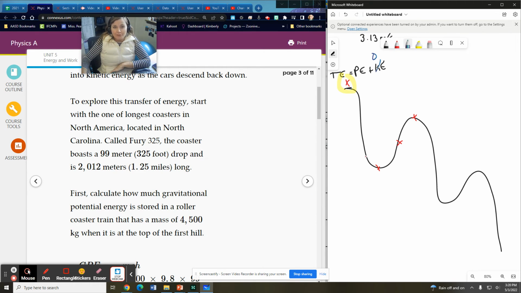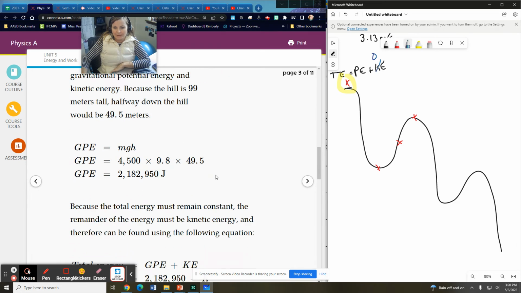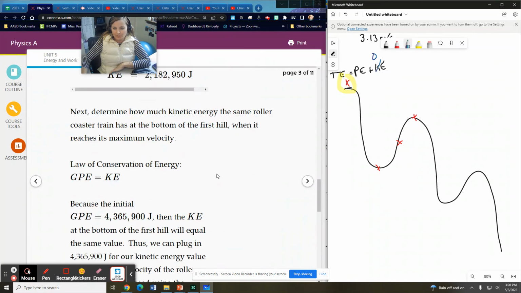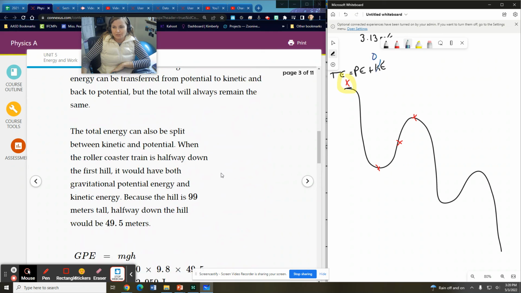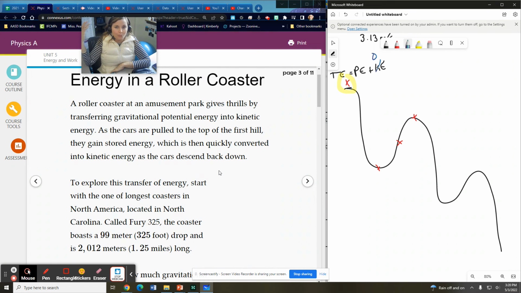So to figure out energy anywhere, you just have to know one or the other, right? So it helps you to determine what your energy is at any point along the track. As long as you know the height, as long as you know what total energy is, if you know one or the other, you can figure this stuff out.